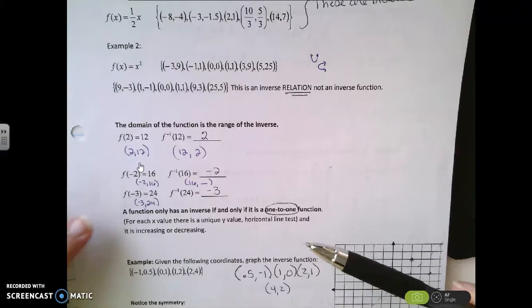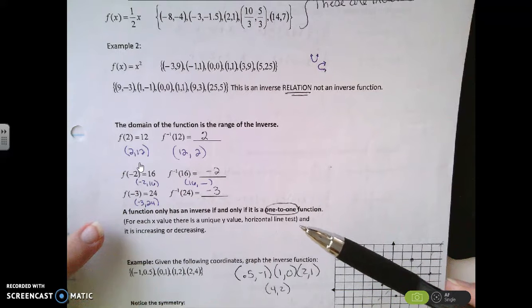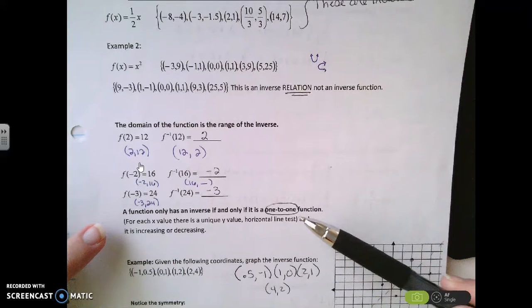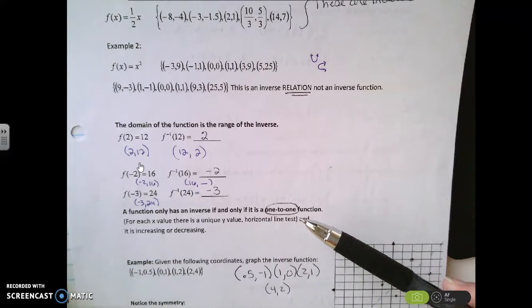So functions are inverses if and only if they're one-to-one functions. So we talked about one-to-one functions earlier, where we were talking about, for example, people and social security numbers are one-to-one functions. Every person has a unique social security number, and every social security number has a unique person.